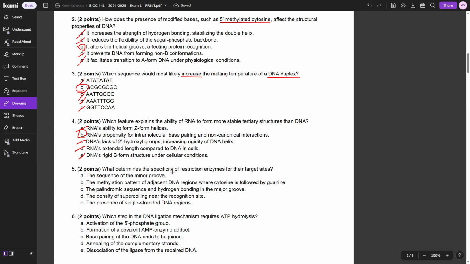What determines the specificity of restriction enzymes for their target sites? For this one, I'm just looking at anything to do with palindromic sequences. Remember, palindromic sequences are when you can read a sequence of DNA the same way backwards as forwards. So the reverse strand is the same as the forward strand.